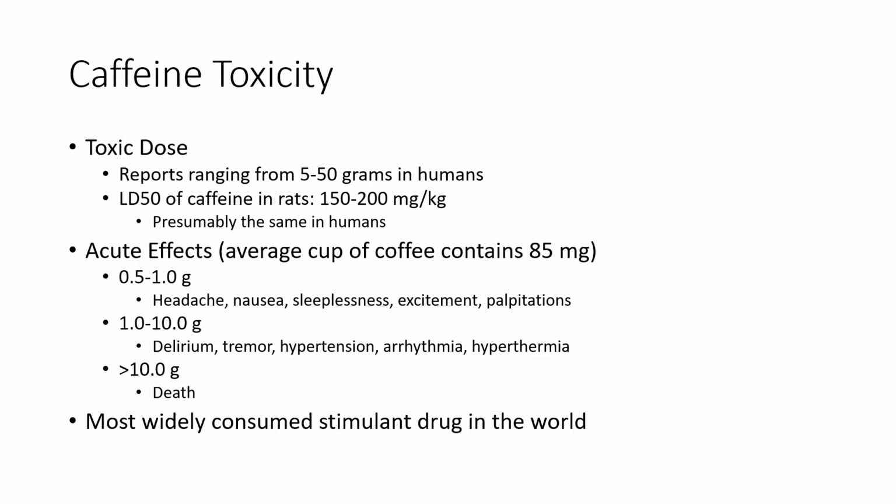One thing we do need to be concerned about with caffeine is that it is a potential toxin. So at low levels, it gives us this alertness, but at relatively high levels, it can be toxic to humans. It can be acutely toxic, so it can cause death, but at lower levels, you will get effects like headache, nausea, sleeplessness, overexcitement, and palpitations of the heart. And so we're seeing that at levels that are 0.5 to 1 gram, so 500 to 1,000 milligrams. And so that would be like several cups of coffee.